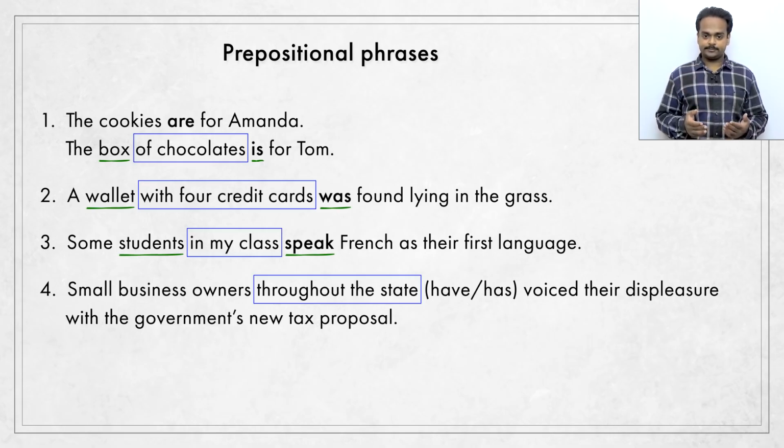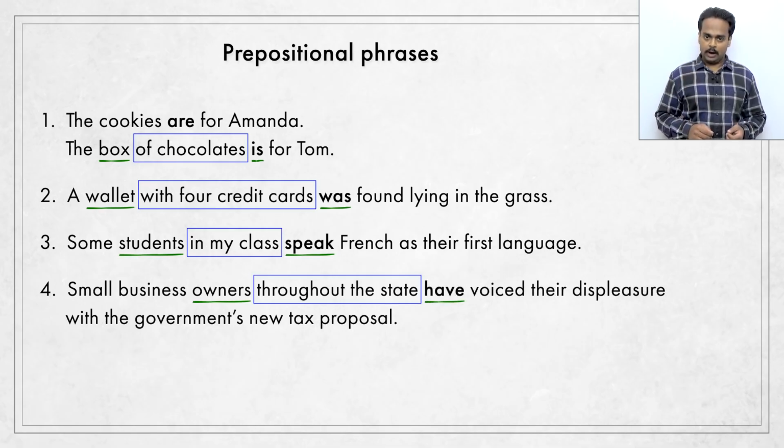This is the subject. Within this subject, the noun is owners because the word business just tells you what type of owner. Owners of what? Owners of business. What type of business? Small business. So the real subject is the word owners, which is a plural noun. So we need a plural verb without S. So small business owners throughout the state have voiced their displeasure with the government's new tax proposal. Did you get it right?